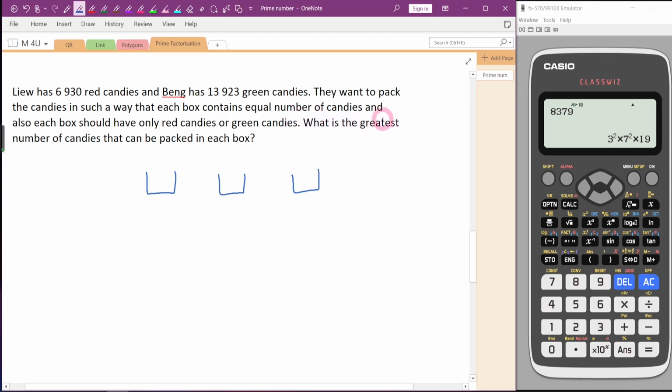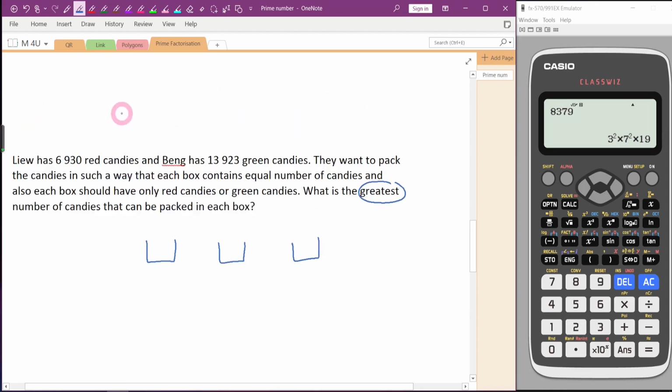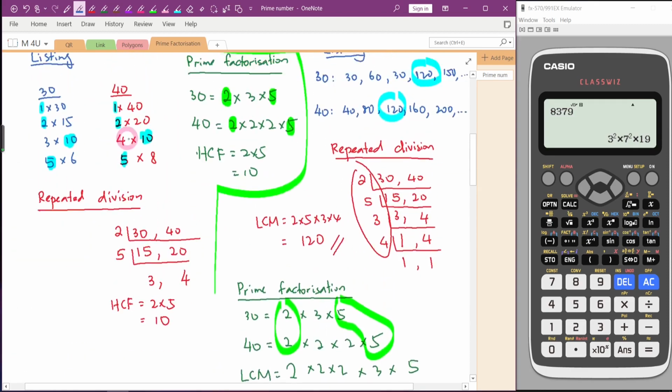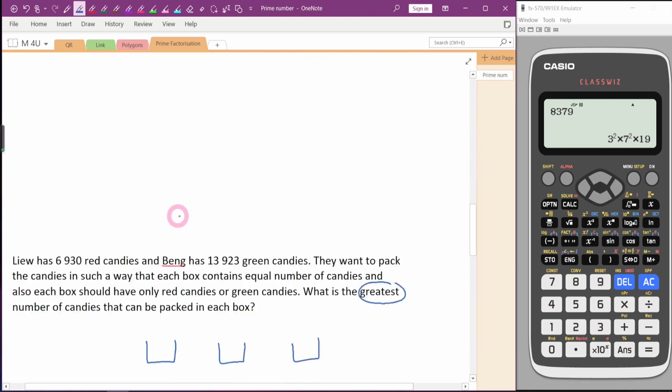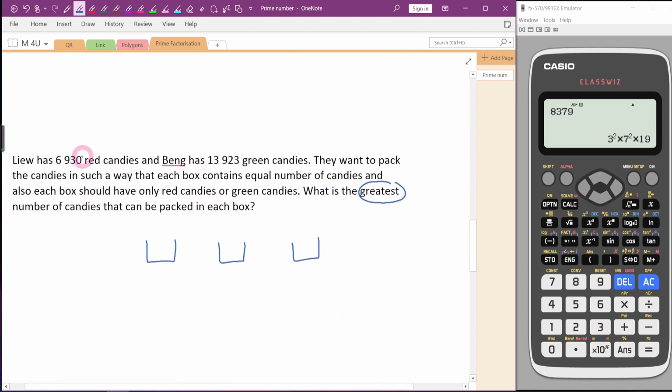Okay, what is the greatest number of candies that can be packed in each box? So here I'm not going to use the distinct method because the number is quite big, right? If I want to get all the factors of 6930 and all the factors of 13923, it will take time. So here I'm going to use repeated division or prime factorization. So let me show you prime factorization first.